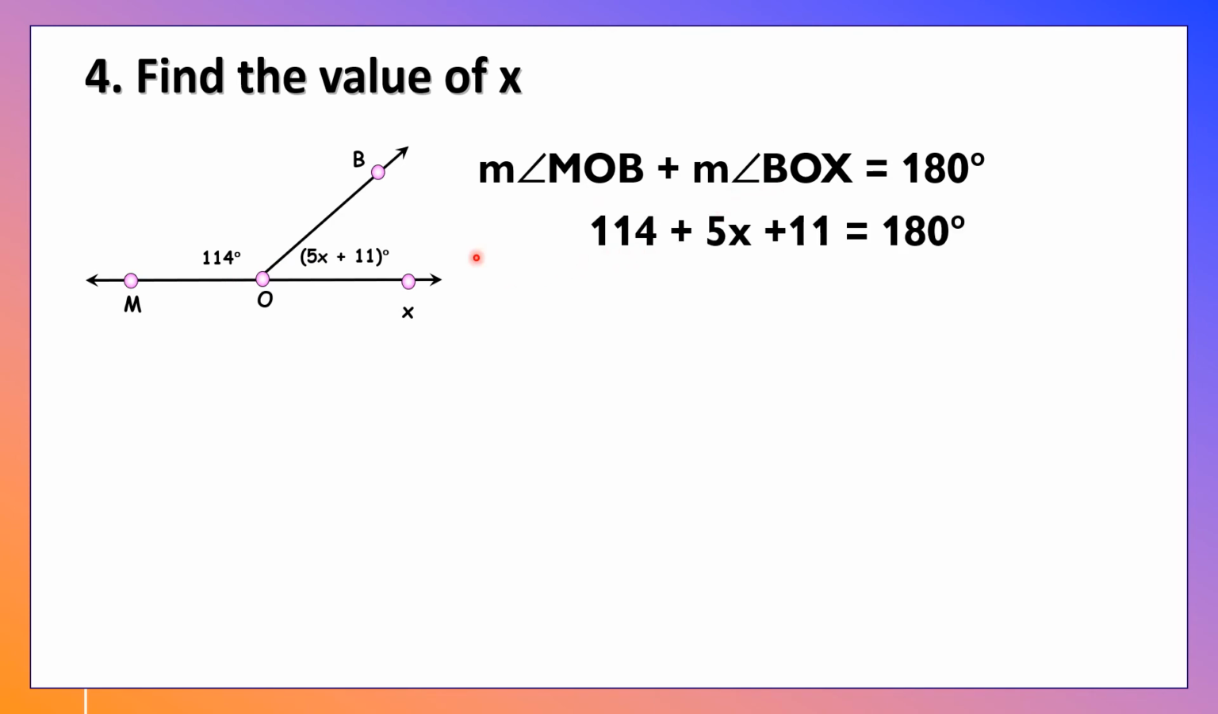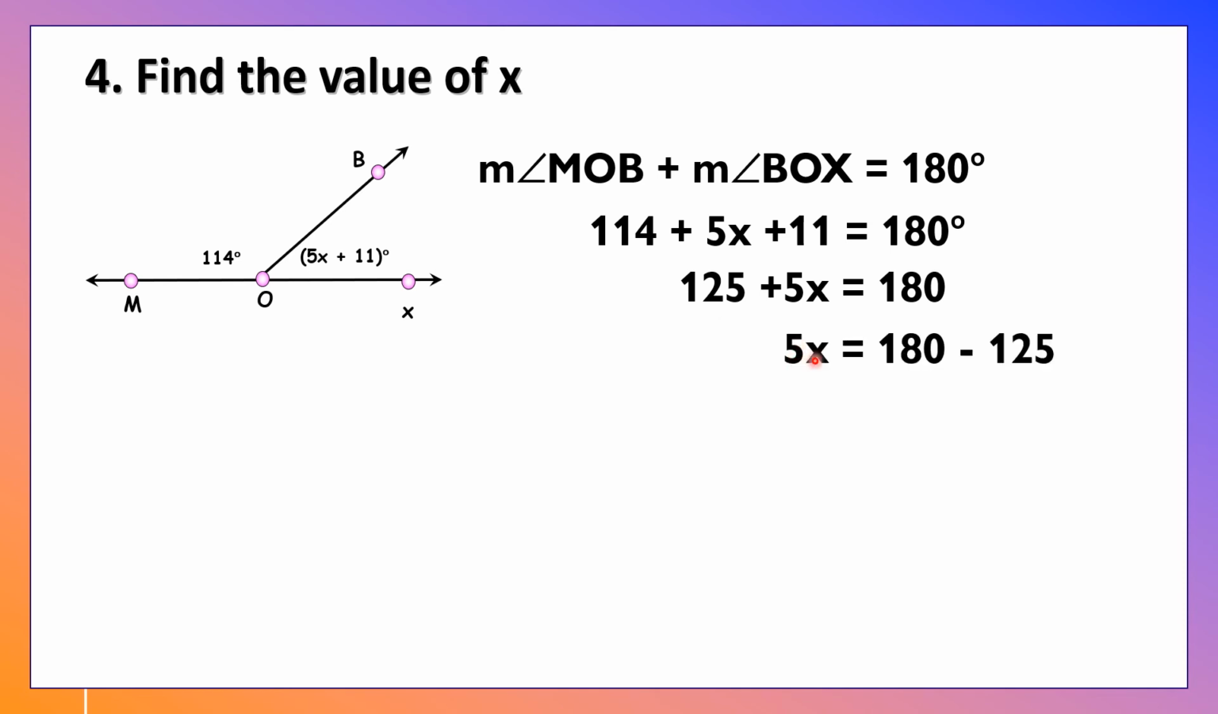Then the measure of angle BOX is 5x plus 11. So pag pinag-add natin, this is equal to 180 degrees. So combining like terms, so 114 plus 11, we now have 125. Plus 5x, copy natin, equals 180. Then add both sides by negative 125. Or transpose natin yung 125. So, pag transpose natin, from positive magiging negative yan.